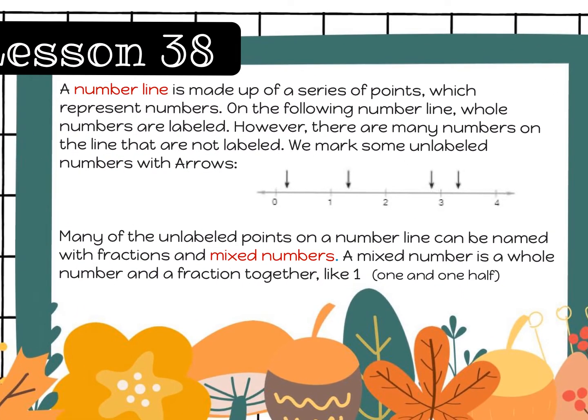So a number line is made up of a series of points which represent numbers. On the following number line, whole numbers are labeled. However, there are many numbers on that line that are not. We mark some unlabeled numbers with arrows. Many of the unlabeled points on a number line can be named with fractions and mixed numbers. It's going to be a mixed number if it falls between two whole numbers. A mixed number is a whole number and a fraction together, like 1 and 1/2. That's what a mixed number looks like. Everybody good so far? Yeah.